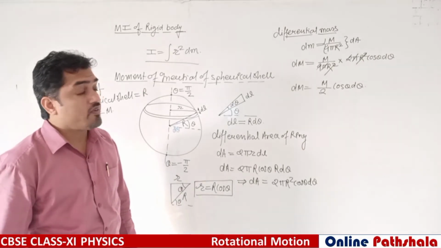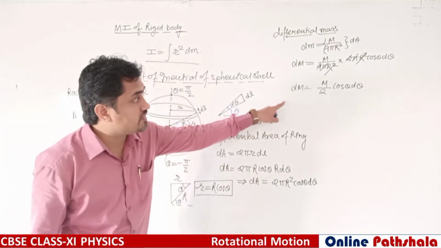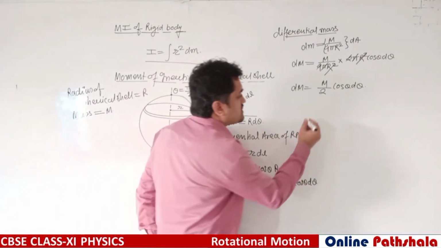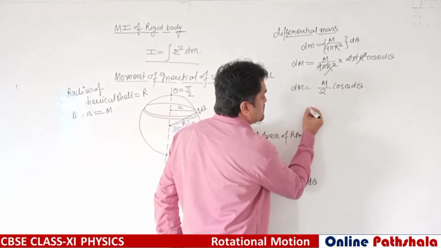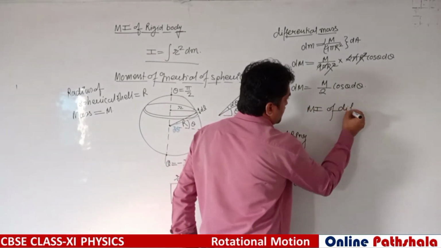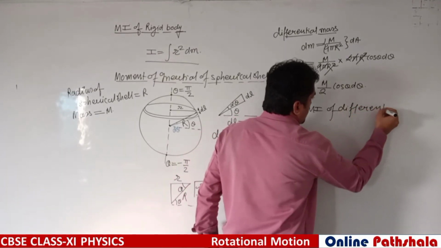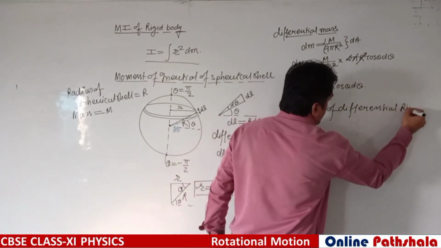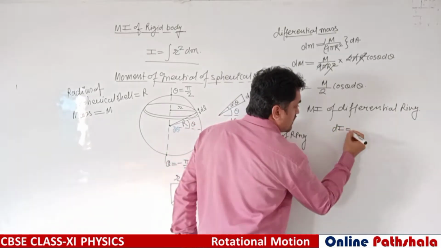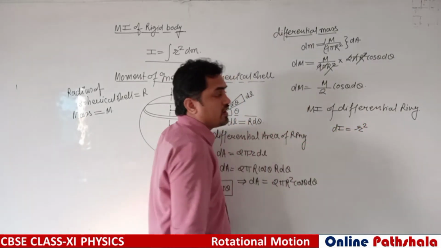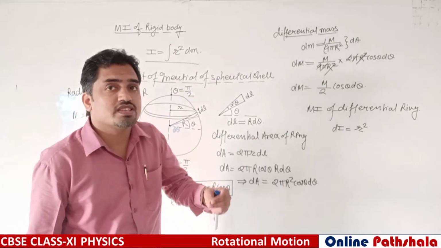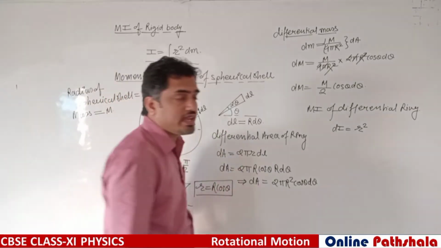Okay. Now, what we have to do? We have to put this in the formula, or we can say the differential moment of inertia of the differential ring. So, dI is equal to m r square, so the radius squared. So, the radius of the circular ring squared into dm.